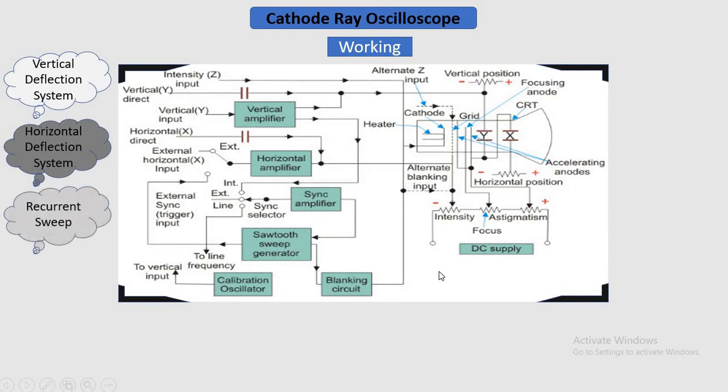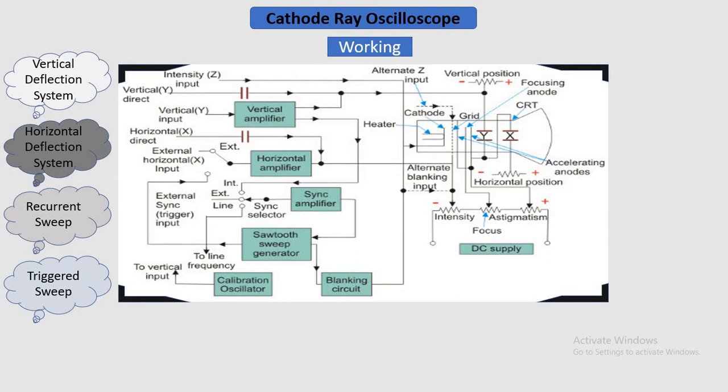So the next one is the recurrent sweep. There are 4 types of sweep. The first one is the recurrent sweep. As the name itself says, the sawtooth is repetitive, that is, a new sweep is started immediately at the end of the previous sweep. Next is the triggered sweep. Sometimes the waveform to be observed may not be predictable. Thus, it is desired that the sweep circuit remains inoperative and the sweep should be initiated by the waveform under examination. In these cases, we will use the triggered sweep.